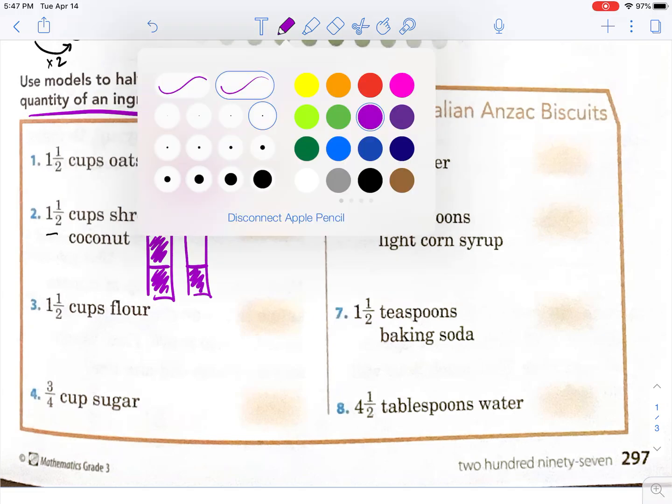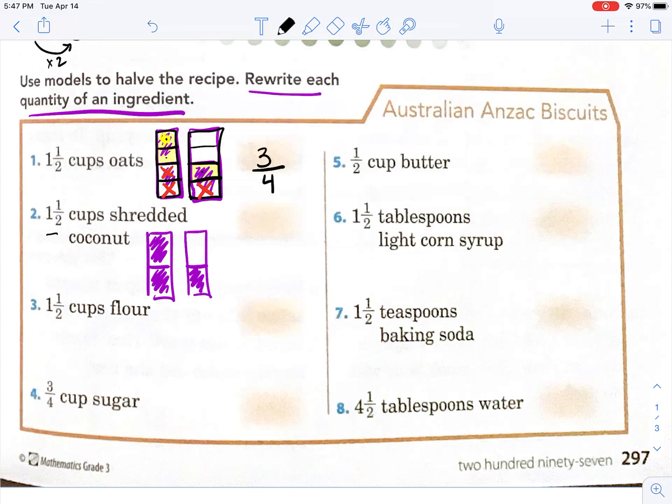In order to split it evenly, I'll do it one more time. I need to cut these into fourths, so I'm doubling it. Did I change my fraction? No. It's the exact same amount. I'm just cutting it into smaller parts. Do you see? 1 1/2 is the same as 1 2 fourths.